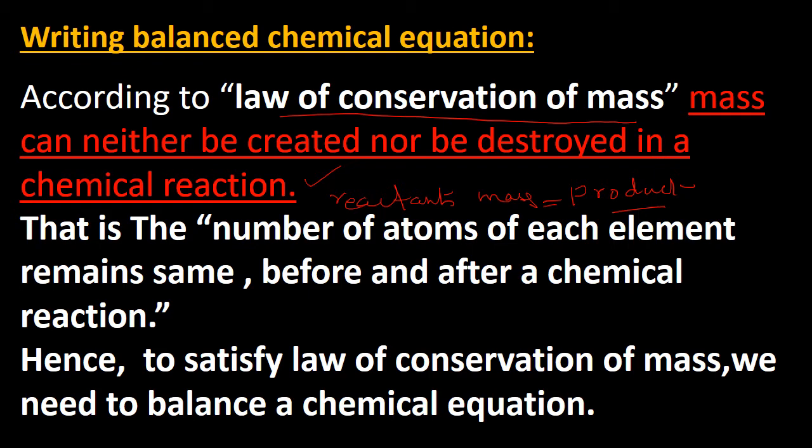So why do we have to balance a chemical equation? To satisfy the law of conservation of mass. What does it say? Whenever there is a chemical reaction, mass can neither be created nor destroyed.